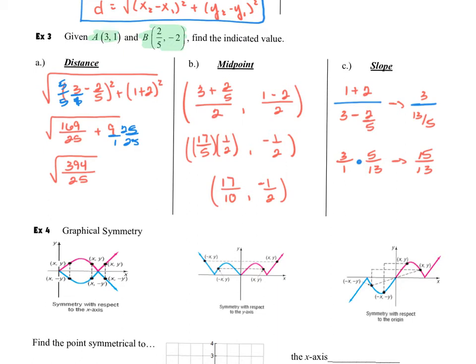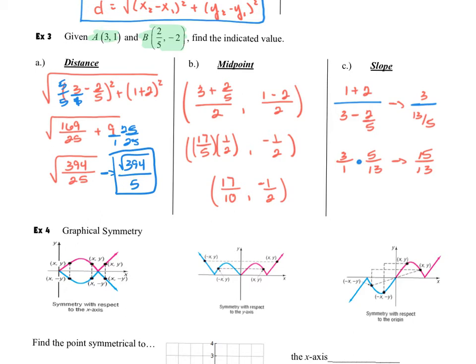So if we go ahead and add all this together, we get a numerator of 394. Our common denominator was 25. So our final answer then we could write is the square root of 394. That does not simplify. If it did, we would need to put it all over 5.